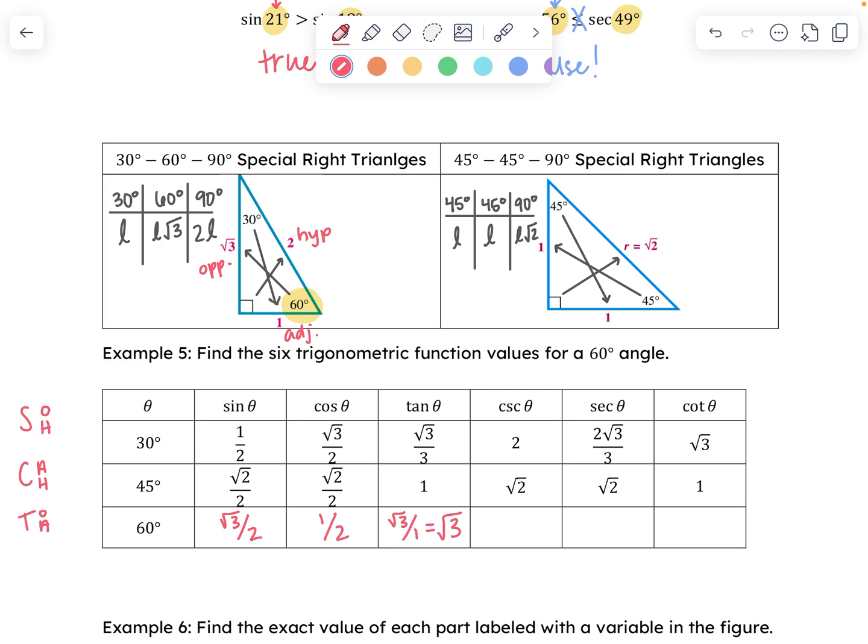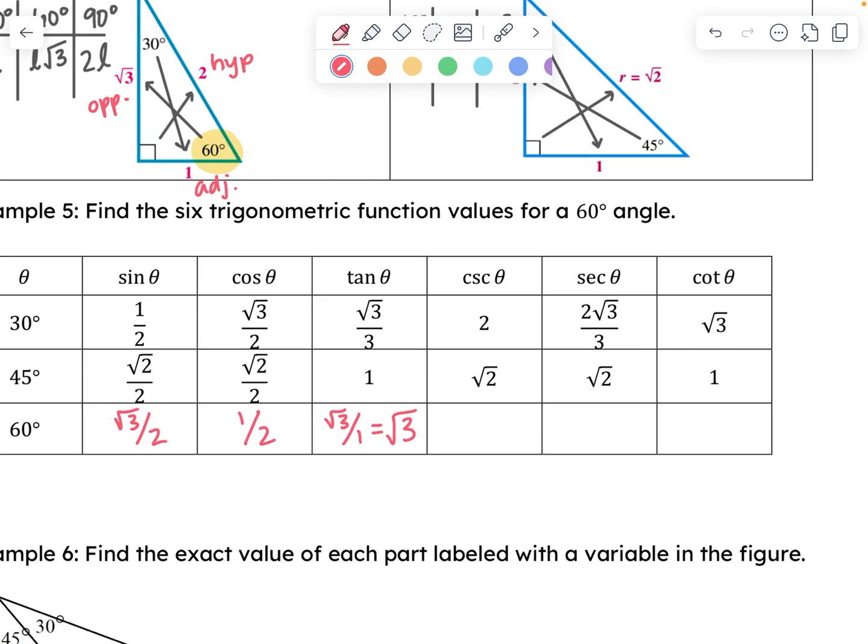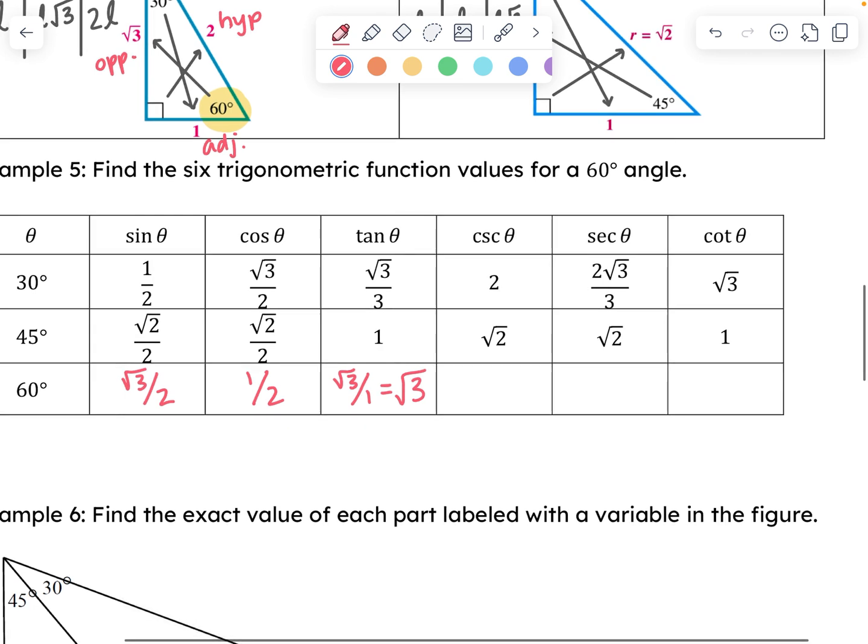And then remember from here, I can use my reciprocal identities to find the other 3. So remember the reciprocal for cosecant is sine. So if I know sine, I can find cosecant. I can just flip my sine. So 2 over the square root of 3. I can't leave it like that though. I do need to rationalize it. So I'm going to multiply top and bottom by the square root of 3. And I get 2 square root of 3 over 3.